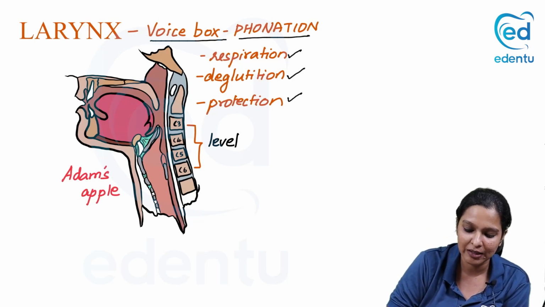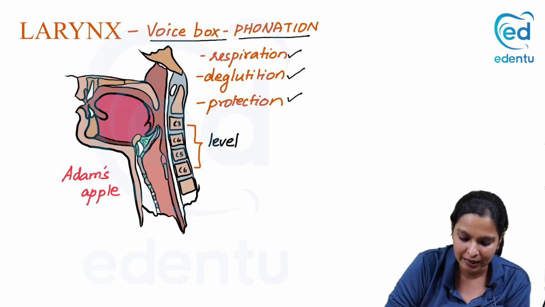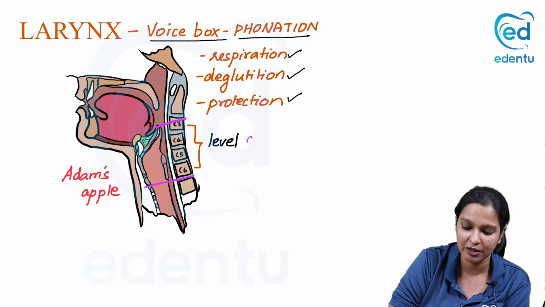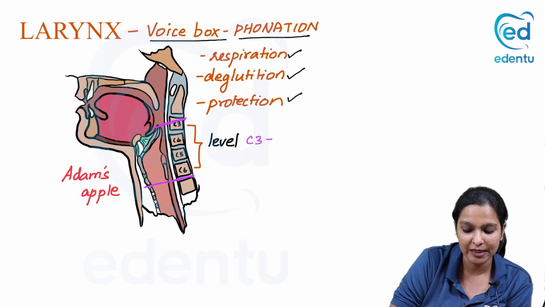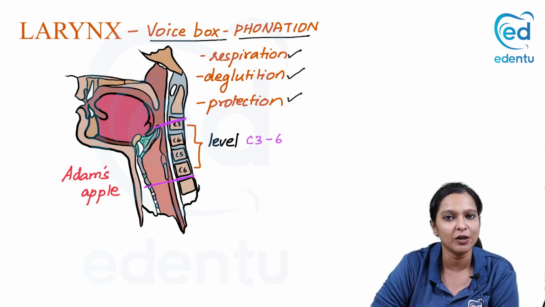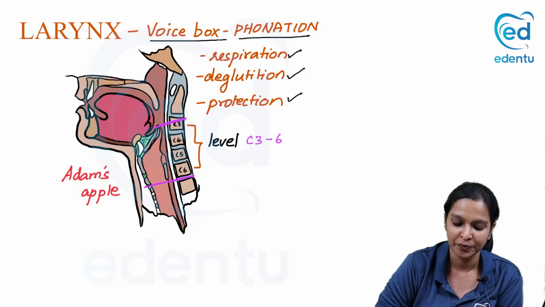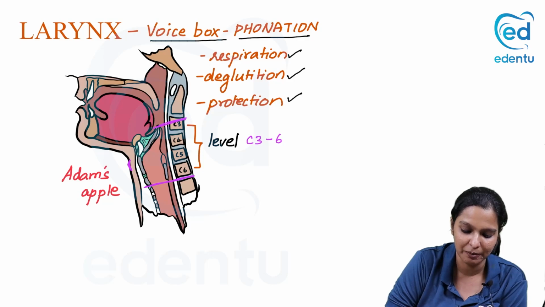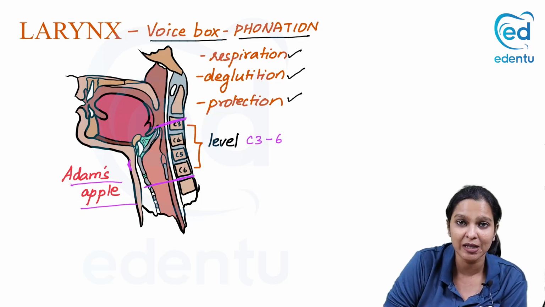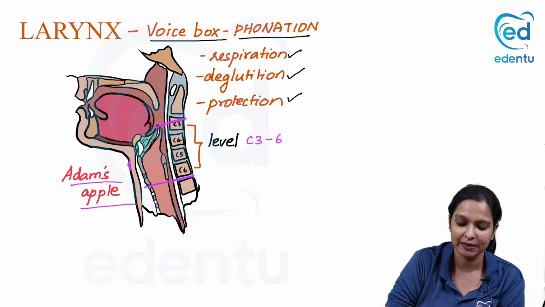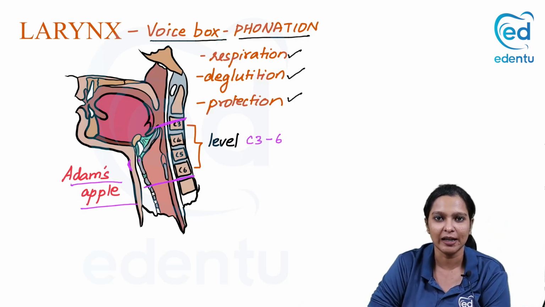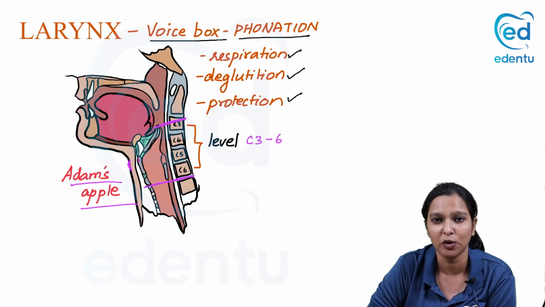At what level is the larynx present? You can see the larynx is present corresponding to the C3 vertebra to the C6 vertebra, the cervical vertebra 3rd to the 6th one. And you can see a surface projection which is more prominent in males, the Adam's apple in the midline of the neck. That is formed because of a cartilage in the larynx called the thyroid cartilage. We'll see more about it.